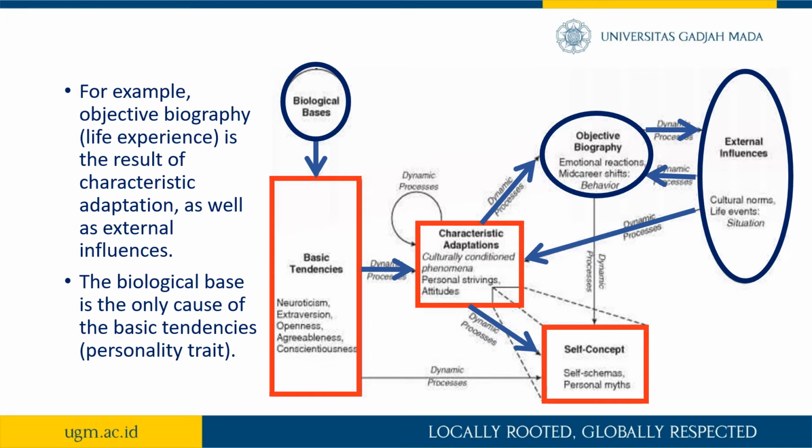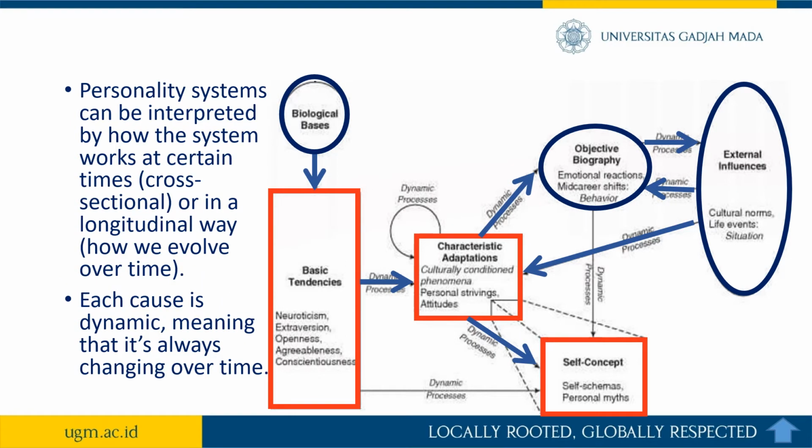And then we can see here that the biological basis is the only cause of the basic tendencies. So basic tendencies basically are the personality traits. You can see here the five basic tendencies include neuroticism, extroversion, openness to experience, agreeableness, and conscientiousness.